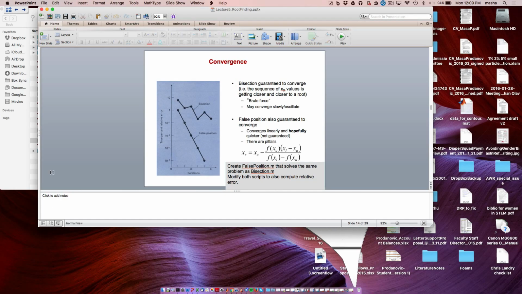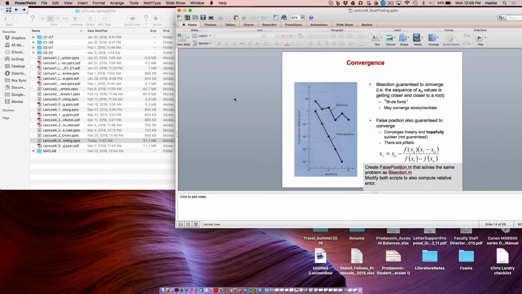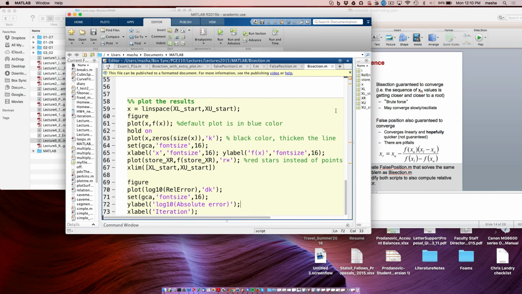I'm going to show you. Can somebody briefly check? I think I posted bisection.m in files/MATLAB on Canvas, but if not, I'm going to correct that. But let me just show you the code.